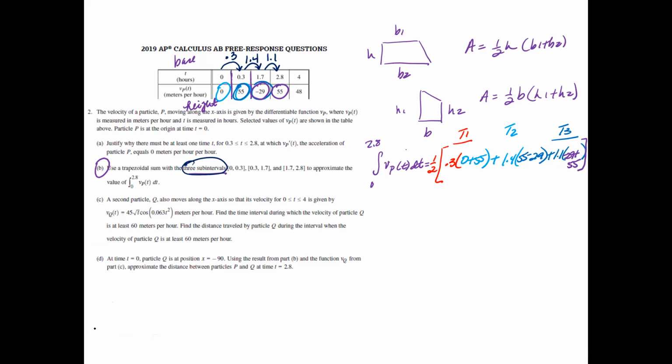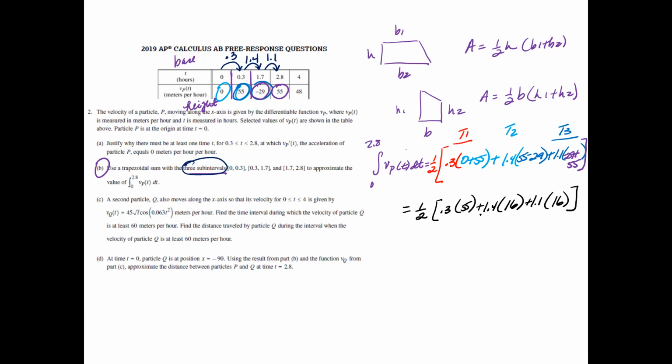Okay, so then with your calculator, because you're allowed to use one, you can say that this is equal to 1/2, and then you'll have 0.3 times 55 plus 1.4 times, I actually don't have a calculator, so 50 minus 29 is going to be 11. 11 plus 5 is 16, plus 1.1 times, and this will be 16 as well.